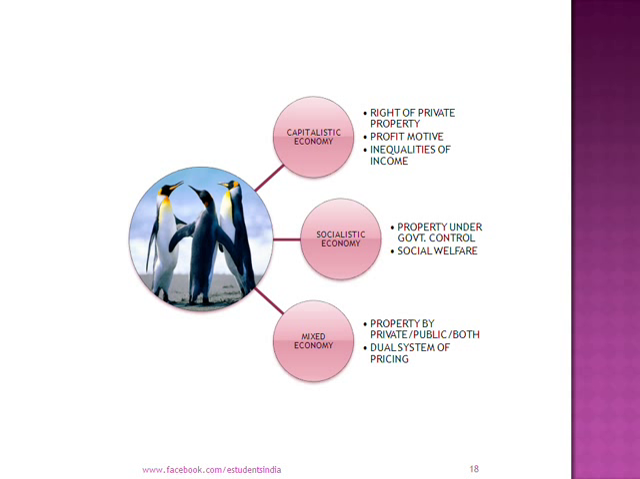Socialistic economy. In a socialistic economy, all the factors of production are owned, managed and controlled by the public sector. Government is the decision maker regarding distribution, exchange, price fixation, and quantity of production. The economic activities are directed towards social welfare.